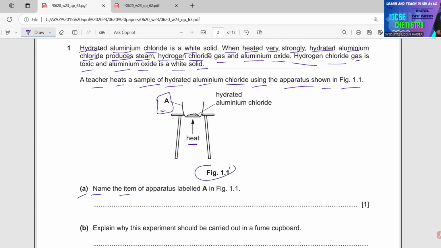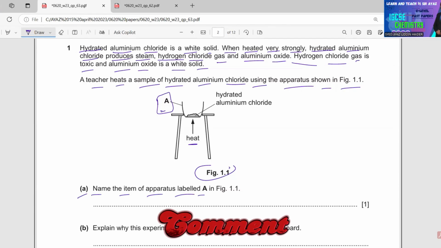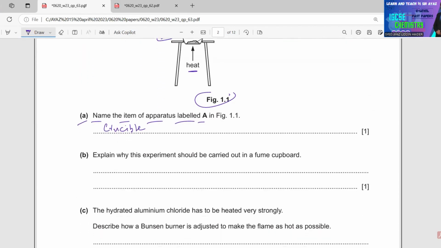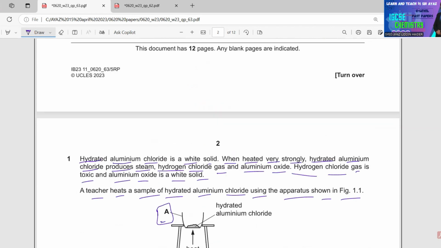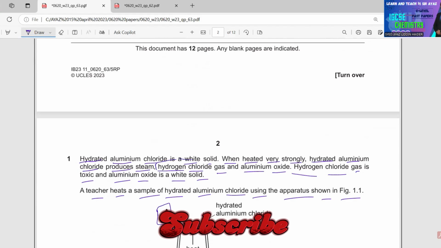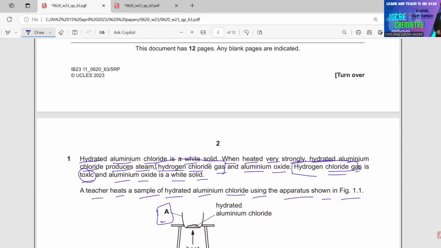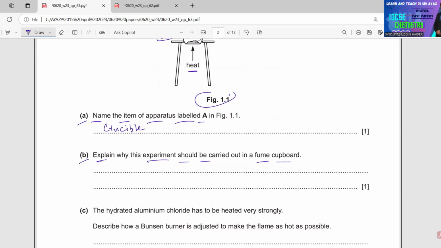Part A. Name the item of apparatus labeled A in figure 1.1. It's known as crucible, so you write crucible here. B. Explain why this experiment should be carried out in a fume cupboard. You see here, hydrogen chloride gas is produced in this experiment. Hydrogen chloride gas is a toxic gas. So what you write, hydrogen chloride is toxic, simply.